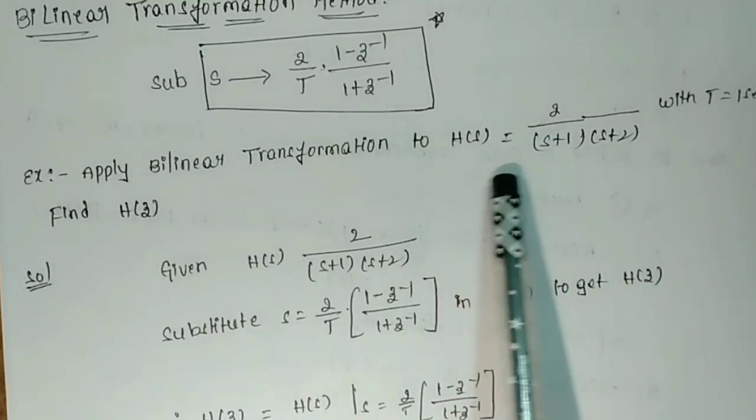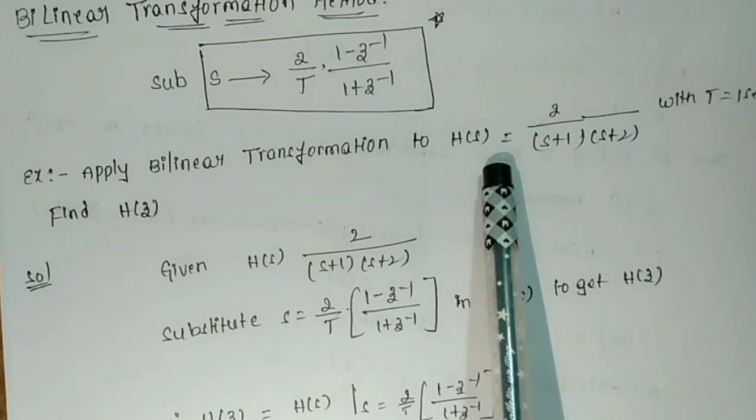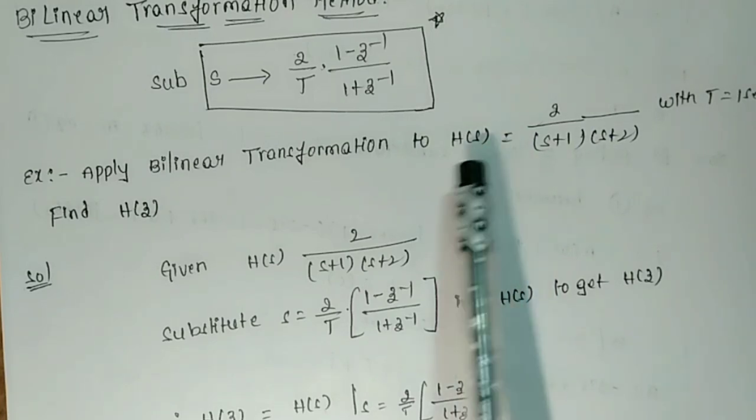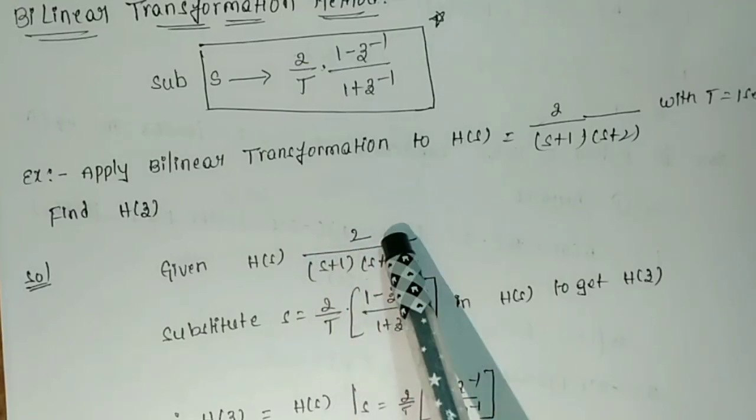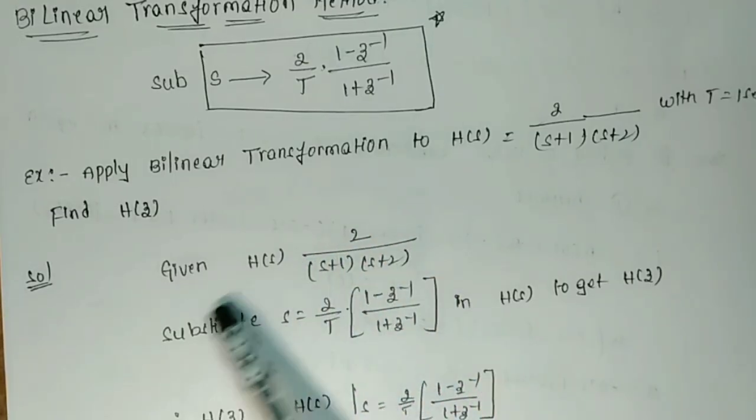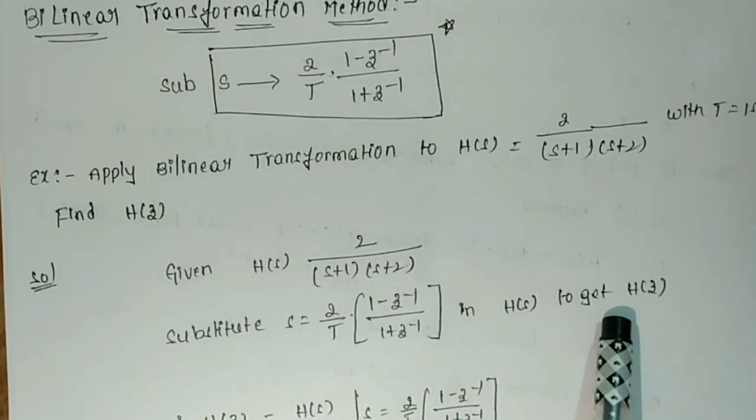So here H of s is the given function. It means that H of s is the analog transfer function, so this is in the s domain. H of s is equal to 2 by (s plus 1) into (s plus 2). The key point is that in place of s you have to substitute this. That's it. So substitute s equal to 2 by T of (1 minus z inverse) by (1 plus z inverse) in the H of s to get H of z.